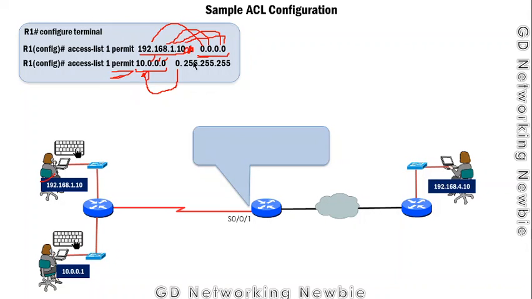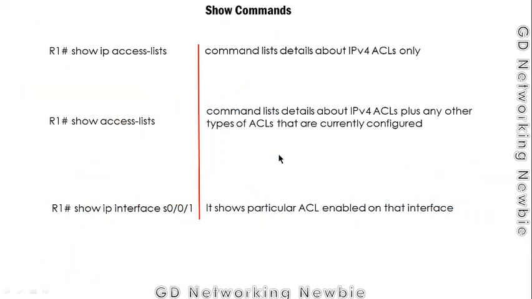And once we have created this access list, this is the first part. In the second part, we apply that access list to a particular interface. With this command, we went to that particular interface, in this case S0/0/1. And then we use this command, IP access-group, and this is the access list 1 should match. And then we want to apply this to inbound packets. So this is how we can apply it.